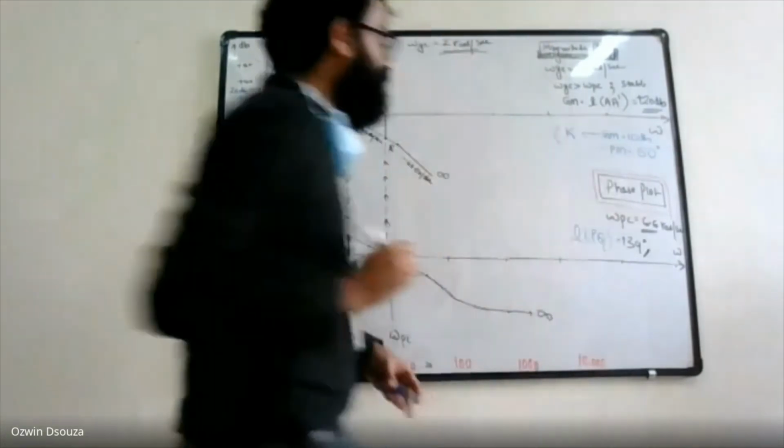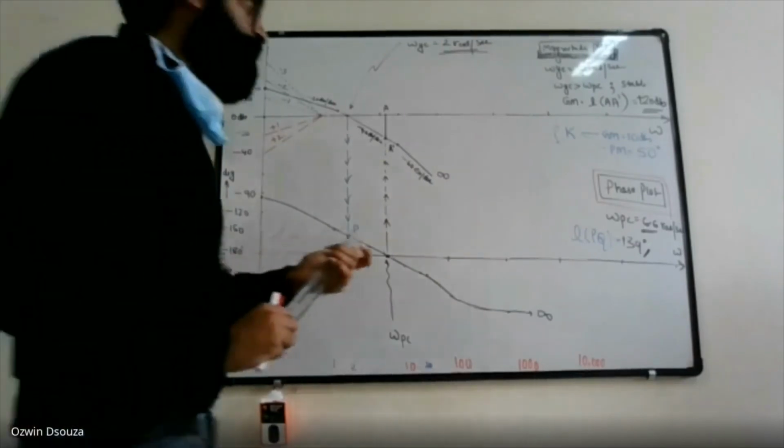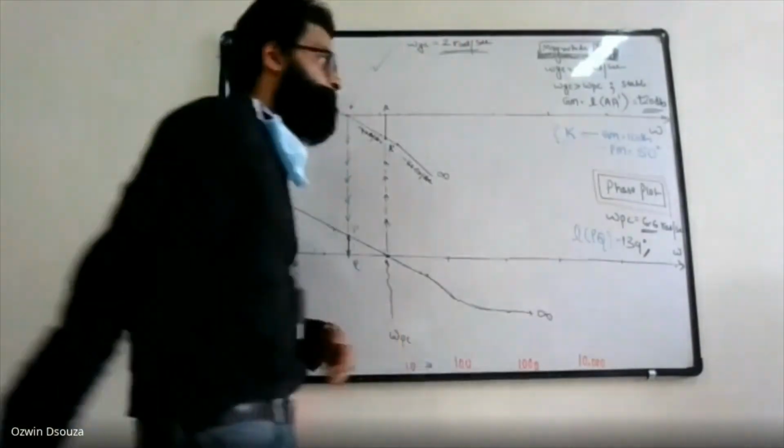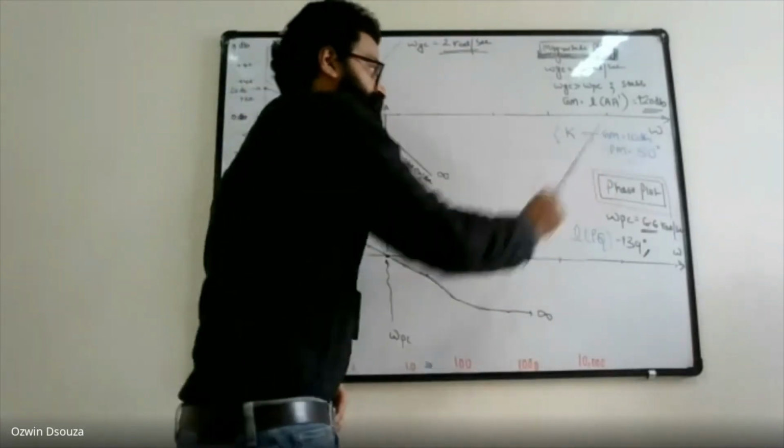So what is that value of K that can give you a gain margin of 10 dB and phase margin of 50 degrees? All right. So this is a separate question, nothing to do with the first question. Now, in this particular question, you need to find K to get a gain margin of 10 dB and to get a phase margin of 50 degrees.